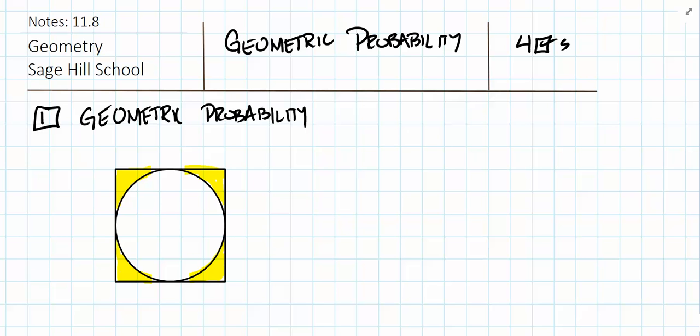Okay, so take a look at this picture that I have drawn for you over here. Tell me what you see. Describe it for me. Circle inscribed in a square. You see a circle inscribed in a square, or a square circumscribed about the circle.